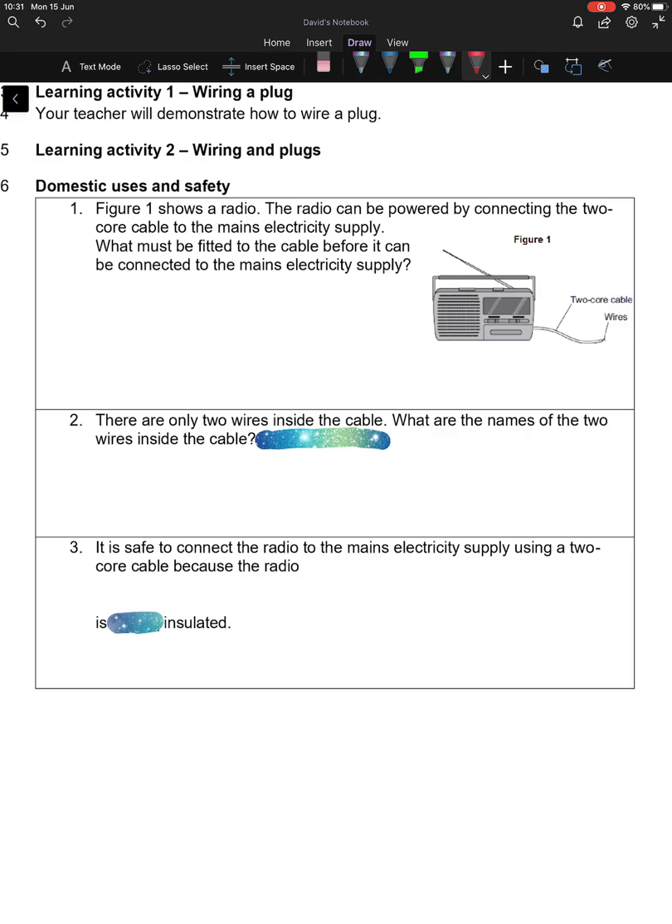Right, so figure 1 shows a radio. The radio can be powered by connecting the 2 core cable wires to the mains electricity supply. What must be fitted to the cable before it can be connected to the mains electricity supply? Plastic casing to insulate the flow of electricity. There are only 2 wires inside the cable. What are the names of the 2 wires inside the cable? Out of our 3 wires, is it live, neutral, and earth? So it's 2 of those 3. So the live and neutral wires, correct if you didn't quite get it right.